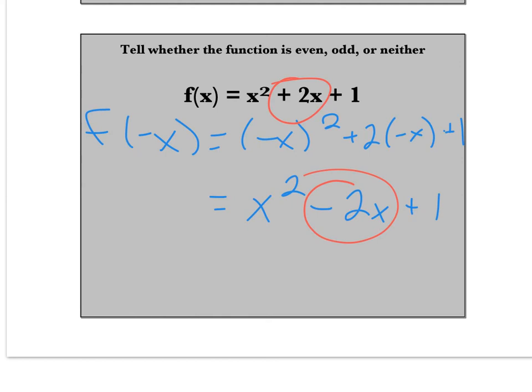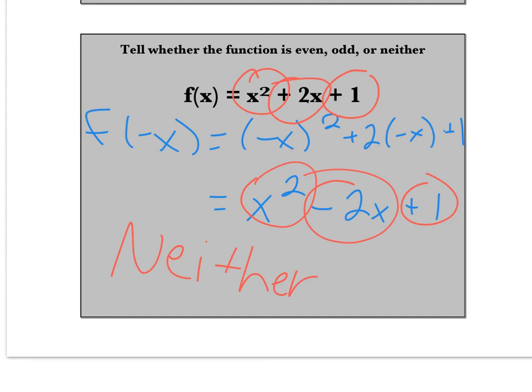Well, if that sign changed, did all the signs change? If all the signs changed, it's odd. So we have the 2x and the negative 2x, but nope, a plus 1 and a plus 1, a positive x squared, a positive x squared. The signs didn't all change, only that one. And so this isn't odd either. So this is neither. There is no symmetry either rotating around the origin or reflecting across the y-axis for this graph.